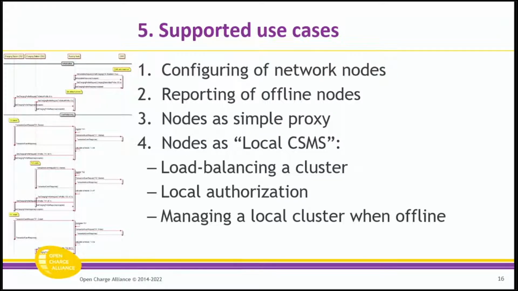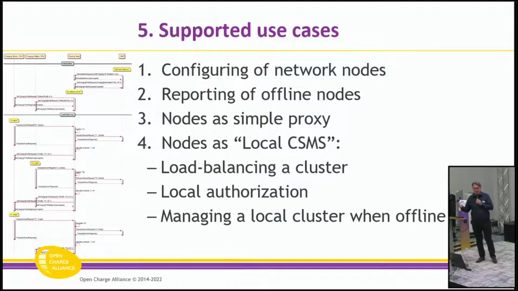So we're almost there. The use cases that we support: the configuring of network nodes is described, and how to report offline. Also, the case of using a node as a simple proxy, we describe it. And there we have three options that describe how you can do local load balancing, how you can do local authorization, and also how you can manage a local cluster if you're offline.